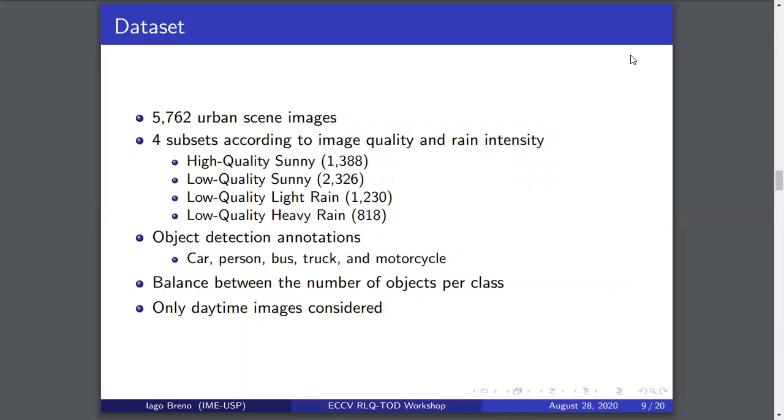So, in more detail, we have 5,762 urban scene images. They were partitioned in the following four subsets, as you saw previously in the figure, and all the images have annotations for the most common objects in the dataset: car, person, bus, truck, and motorcycle. The number of objects per class were proportionally balanced between the subsets, and only daytime images were considered to not include other factors like cloudy aspects in the nighttime scenes.